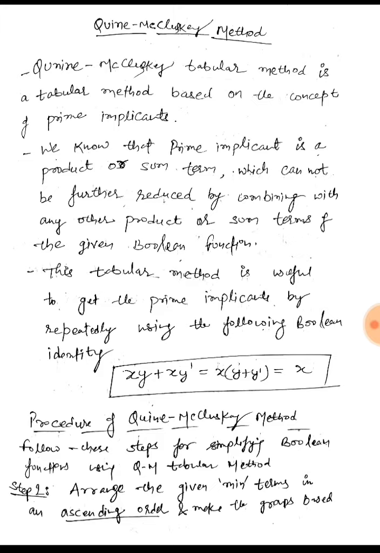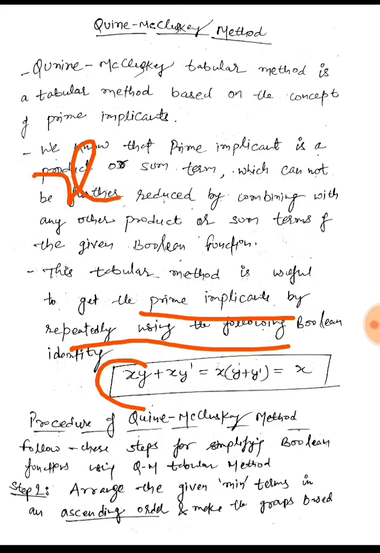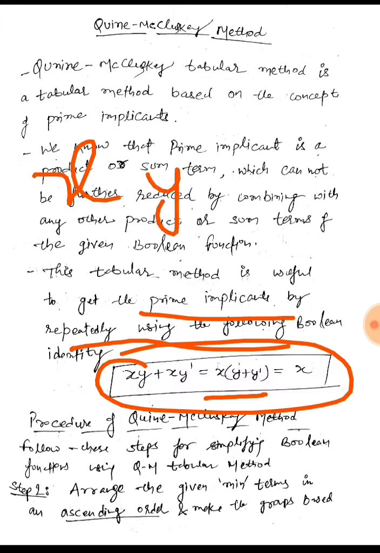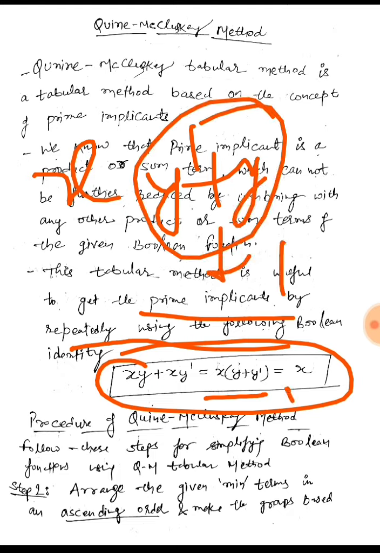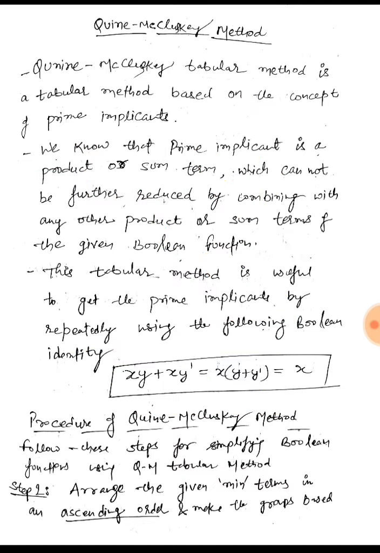So this tabular method is useful to get the prime implicants by repeatedly using the following Boolean identity, that is xy plus xy bar would become x. If I take x common, it is x into y plus y bar, and y plus y bar would be 1. So x remains. These two terms are now reduced to only x. This particular identity we will use in our QM method to solve our logic functions.